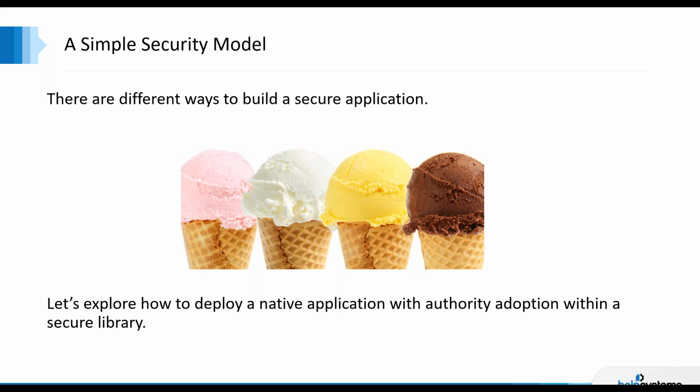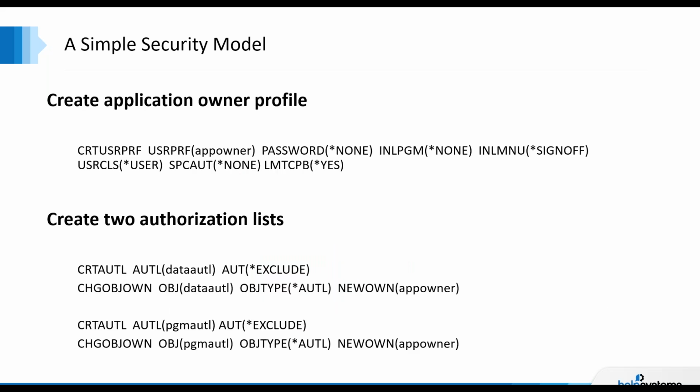So I'm going to give you the commands that I would use just so that you can hopefully pull together all of the concepts that we've introduced. First of all, we're going to create the owning profile for our application. So here you see a standard create user profile command. We're going to call it app owner.